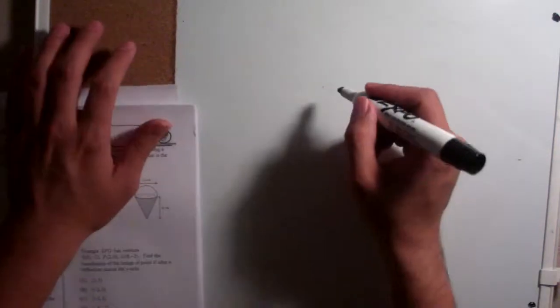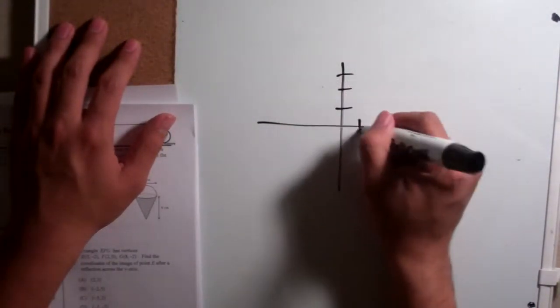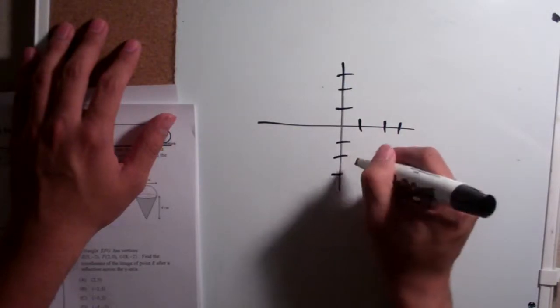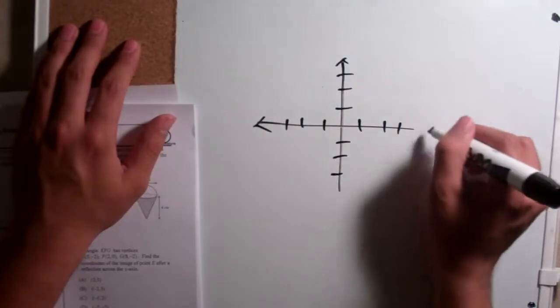Number 10, it says if a figure is reflected over the x-axis and then reflected over the y-axis, what one transformation could accomplish the same end resulting figure? Okay, so how about I give you an example here. I'm just going to draw an x and y axis, and let's perform a reflection about the y-axis and then the x-axis.